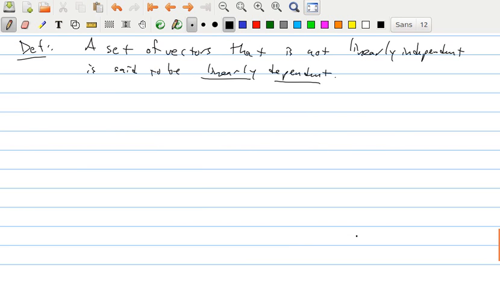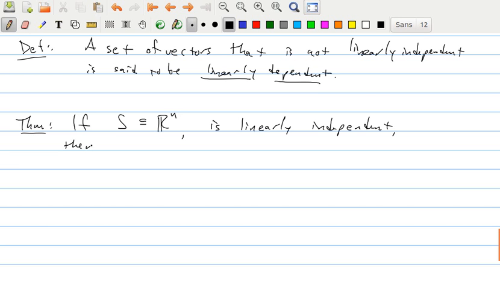And just like with the span theorem, we've got a theorem about the number of vectors for a linearly independent set. If S is, and let's say that this S is a subset of Rn, if this set is linearly independent, then S has at most n vectors. So if it has too many vectors, some of them are going to be redundant. What if it has fewer than n vectors? Can it be linearly dependent?